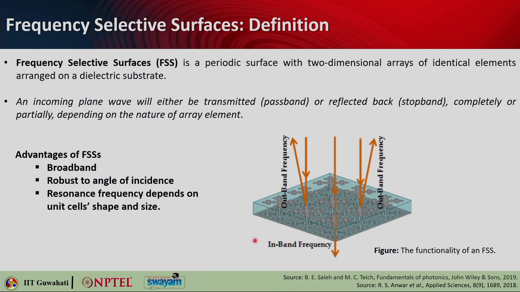So what is the advantage of FSS? It can be broadband, it can be robust to angle of incidence, and most importantly the resonance frequency depends on the unit cell's shape and size. So here you can see this is a frequency selective surface, so only the in band frequency is allowed to pass through, and all the out of band frequencies are basically getting reflected.